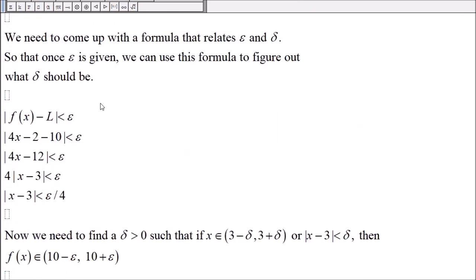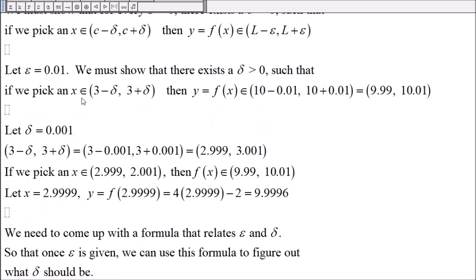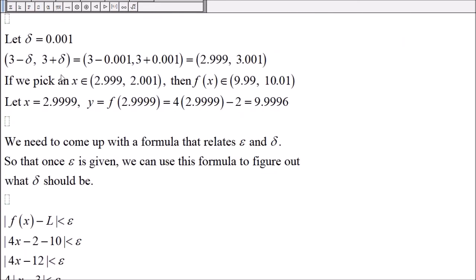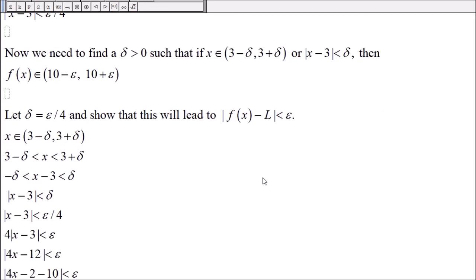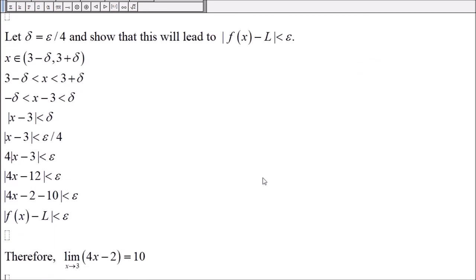And so anytime the epsilon is given, then we just let delta be epsilon over 4. And so in an earlier example, we let epsilon be 0.01. Then we can just let delta be 0.01 divided by 4. And that will lead to the absolute value of f of x minus L less than epsilon. And therefore, that's how we prove this statement using the epsilon delta definition of limit.